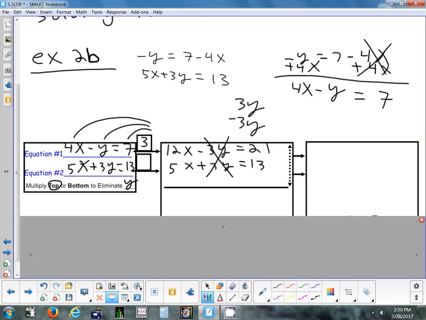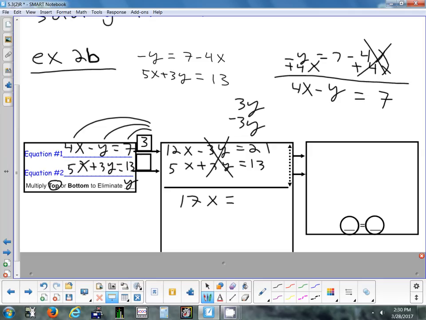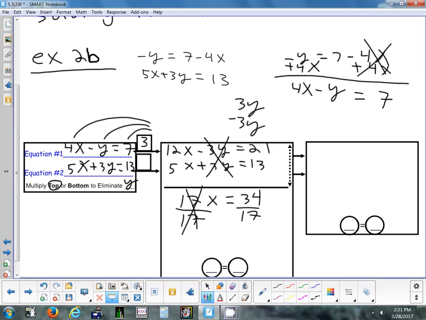How many x's do I have here? Okay. And what's 21 plus 13? It's 34. And my last step to get x, divide by 17. And those might look like messy numbers, but it actually comes out nice. X equals 2, right? Yep. So 34 divided by 17 is 2.